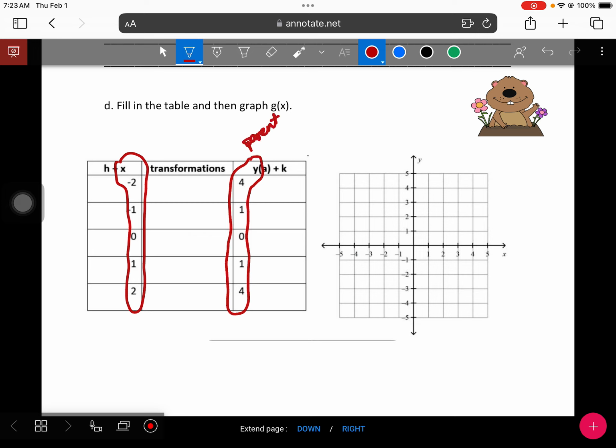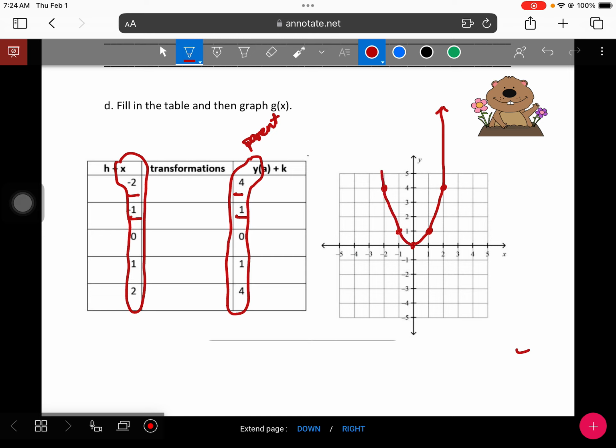So we look at them as the x value of -2 and 4. So -2, 4 is right here. -1, 1 right here. 0, 0, 1, 1, and 2, 4. Put them together with a gentle curve.